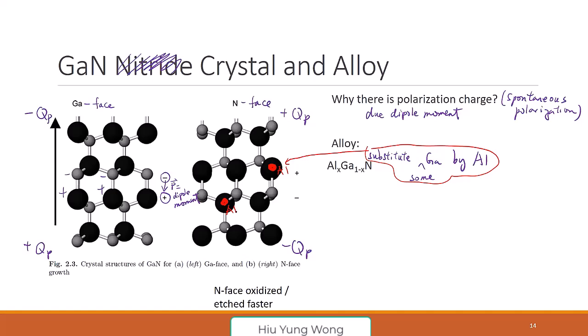Okay. Now, you ask what is X? X means what percentage of it is aluminum. So if you add together, for example, 0.2 aluminum and 0.8 gallium, it has to add up to 1. That's why it's 1 minus X instead of X minus 1, right? Both of them have to add up to 1. So here I basically have 20% of the cation aluminum and 80% gallium. And then the nitrogen is still in the original location.